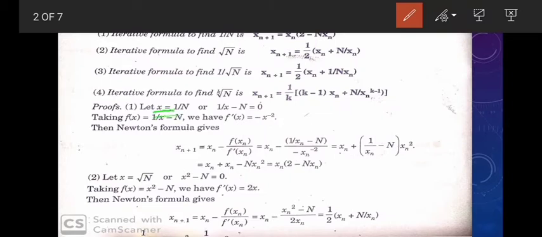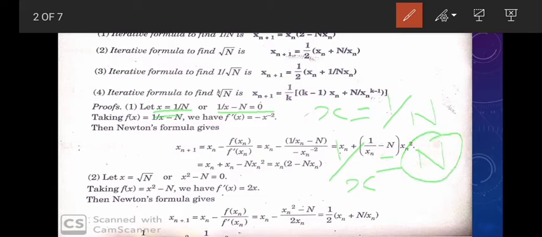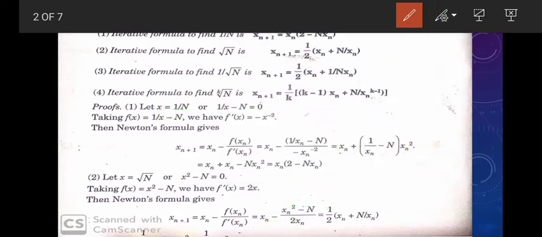Here x is 1 by N. So we can write 1 by x minus N equal to 0. How can we write this? See, x is 1 by N, so 1 by x will become N, and when this N is brought to this side, it will become 1 by x minus N. So I have written 1 by x minus N equal to 0. So we can write f(x) = 1 by x minus N.